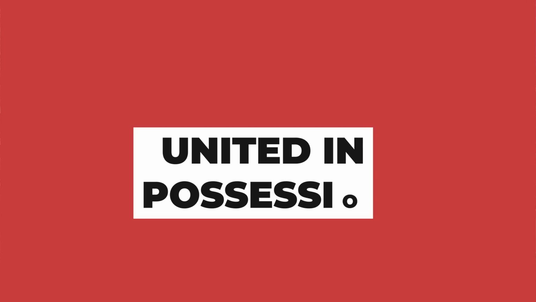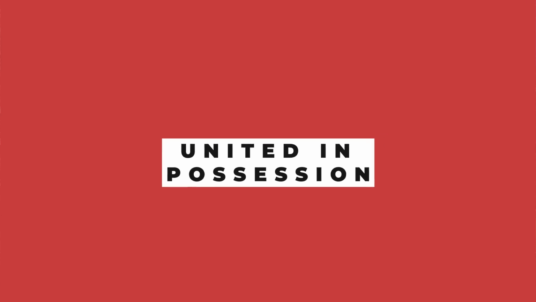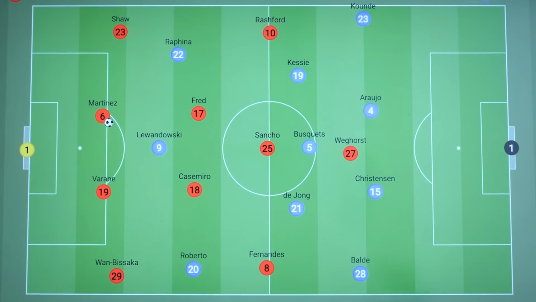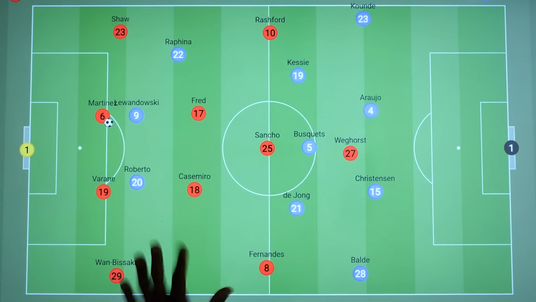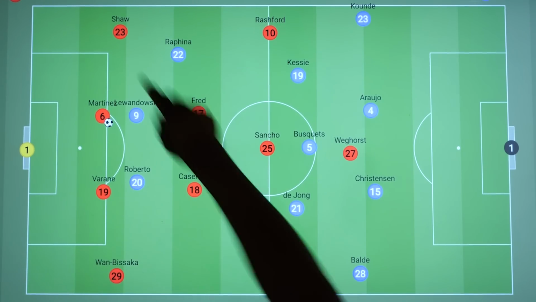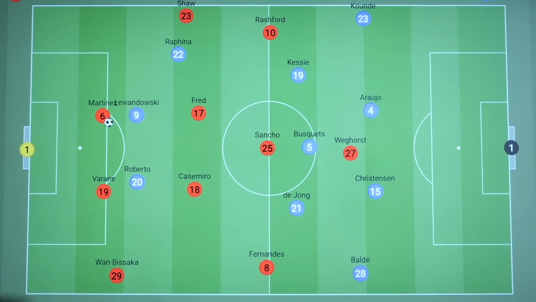Well, let's take a look at United's tactics in possession. Here's how both sides lined up for the most part in the first half. And initially, Barcelona were quite aggressive in the press, as Lewandowski pressing Martinez was often joined by Roberto coming in off the left-hand side, whilst Shaw was operating more as a traditional fullback and Rafinha would look to cover.